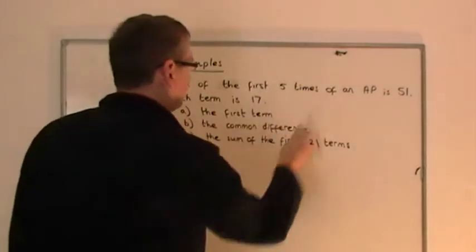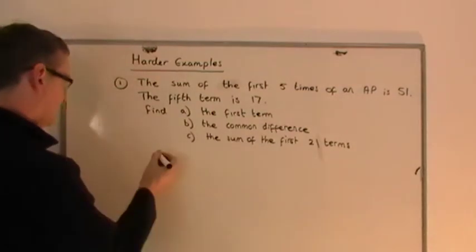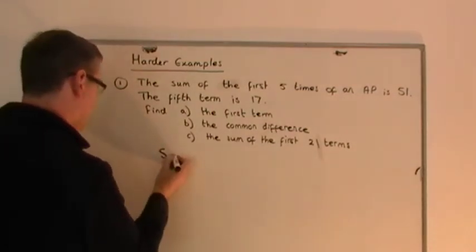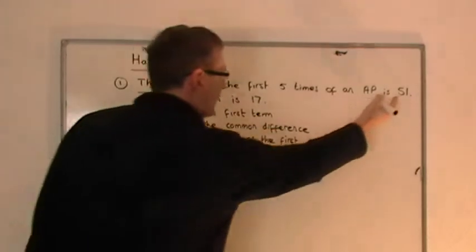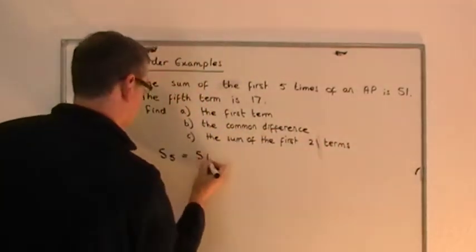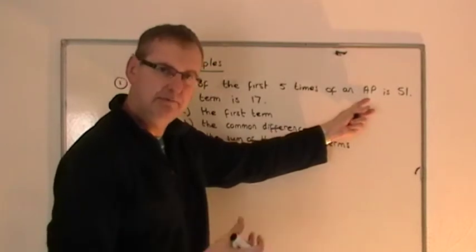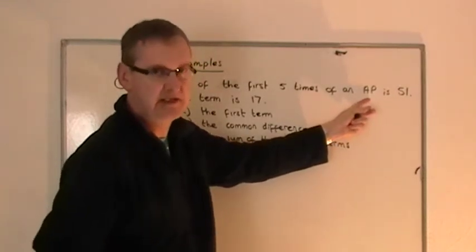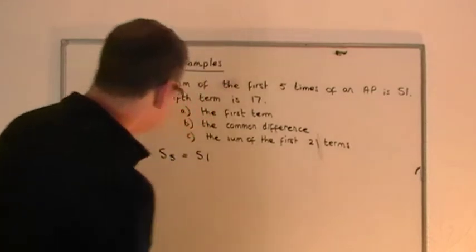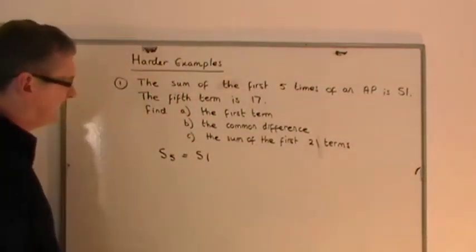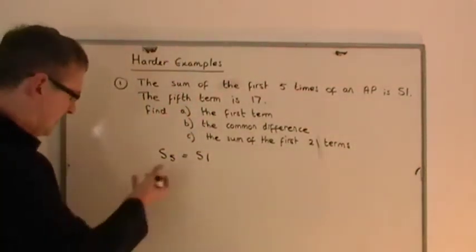The sum of the first 5 terms. Right, so I'm told that S5 is 51. Notice I've used AP for arithmetic progression. It means, remember, arithmetic series, same thing. Okay, so S5 is equal to 51. I'm told that. I'll write that down.